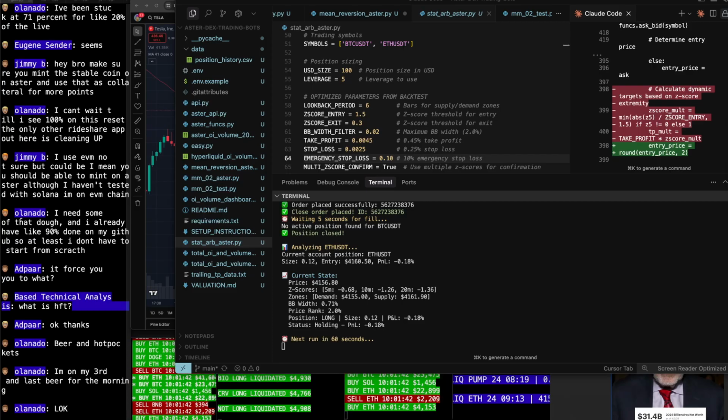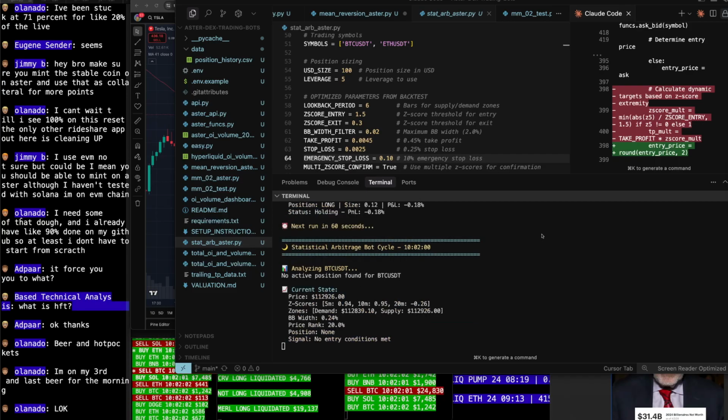Let's see how much I lost on that trade. I actually won on that last BTC trade, so this is using the Z-score here. I'm gonna pull this out and put it on another terminal maybe, because I do have some other things I want to test here today.